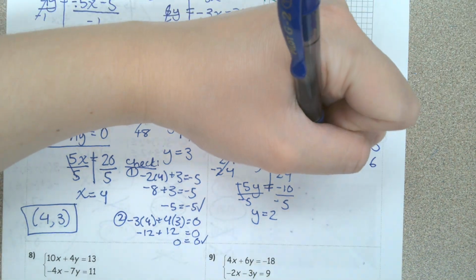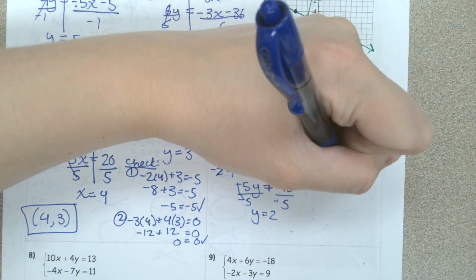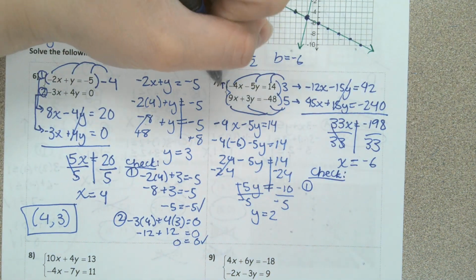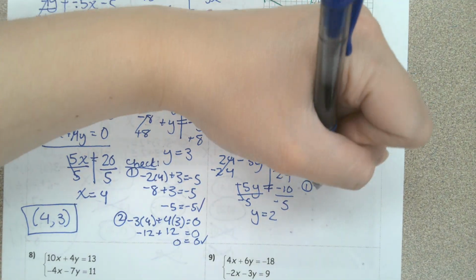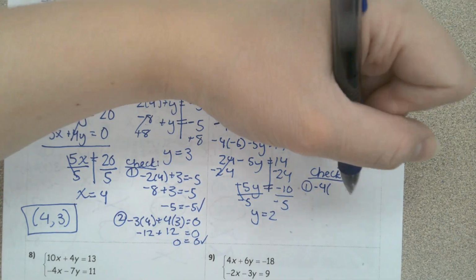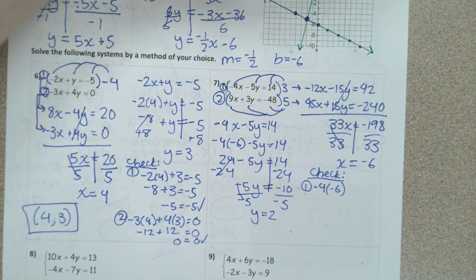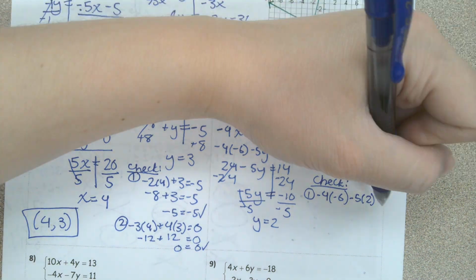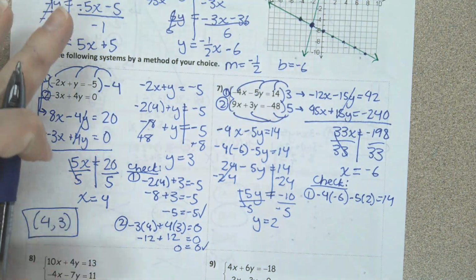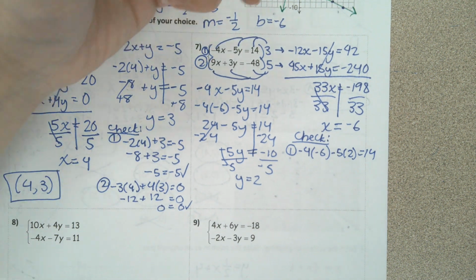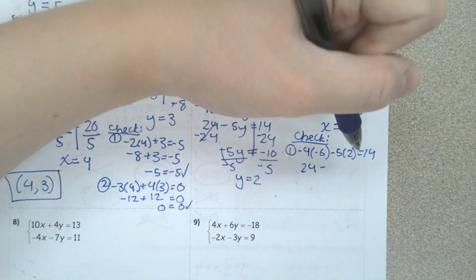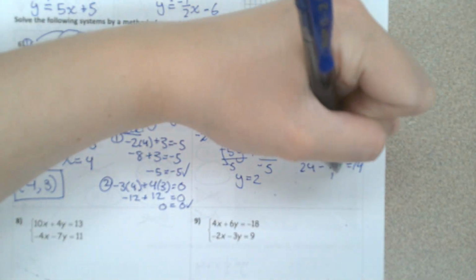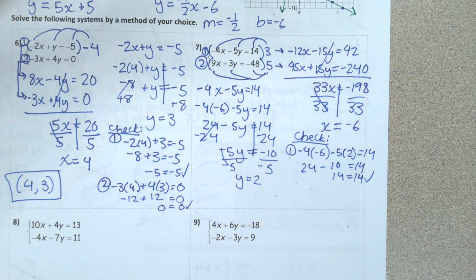And again, last thing you have to do is check. So I'll check equation 1 first. Negative 4 times x is negative 6 minus 5y, so 5 times 2, equals 14. Negative 4 times negative 6 is 24, minus 5 times 2 is 10, equals 14. 24 minus 10 is 14. So that one worked.